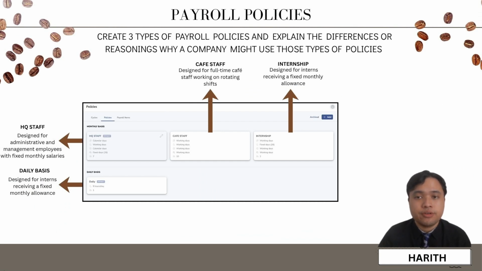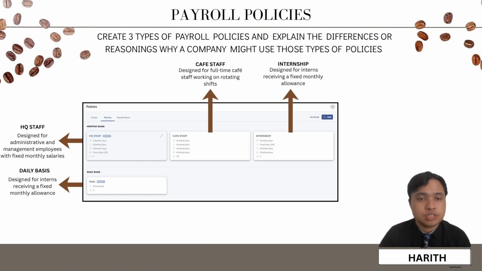And C. Create three types of payroll policies and explain the differences or reasonings why a company might use those types of policies. First, go to Payroll Settings and select Payroll Policies. Click Add. Choose the payroll policy type, enter the policy name, and configure the payroll settings such as salary proration, overtime base rate, unpaid leave, and leave pay. Finally, click Save to create the payroll policy.